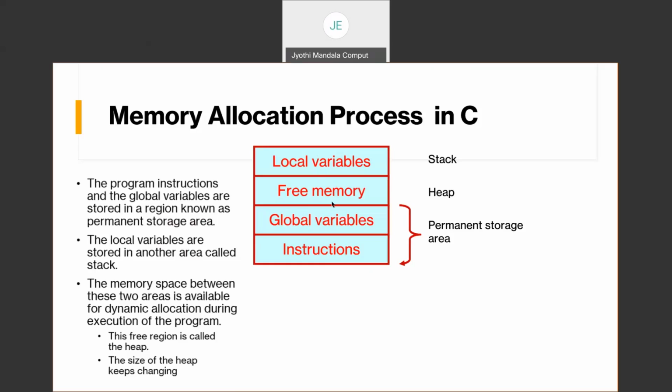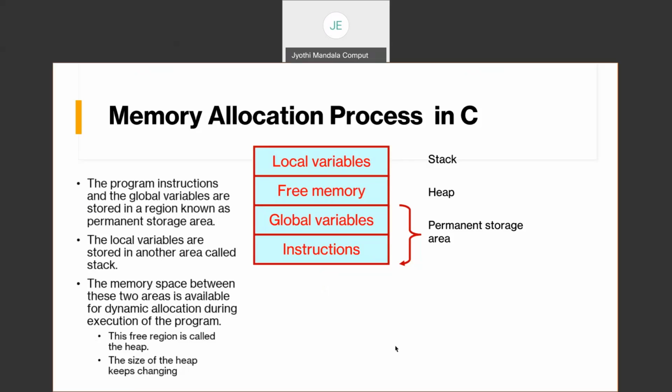Normally this free space is called the heap, and the heap sometimes increases or reduces depending upon the number of local variables, global variables and instructions you have in your program. So the size of the heap is not constant, it keeps changing. So this is the total memory allocation once you write your program in C. Now this is the space that will be used by dynamic memory allocation.